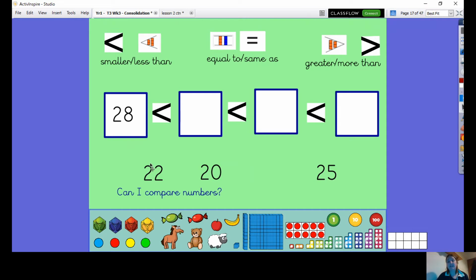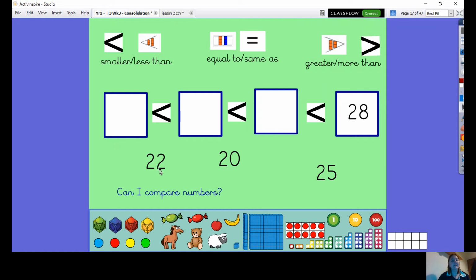Is 28 smaller than any of these other numbers? No, and I'm sure you're saying to me, no, Mrs. Humphries, they're not. So then I know that 28 has got to be the number at the end here. Okay, so now I'm going to work backwards a little bit. So I've got 28 here. So here I'm going to think to myself, something is smaller than 28. So all of these numbers could go in there.